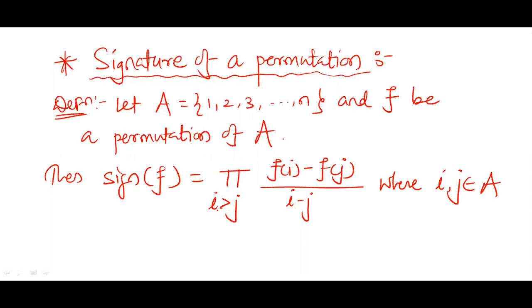You can see that here we have to take i greater than j, meaning if j is equal to 1, we have to take i as 2, 3, 4 up to n. If we take j is equal to 2, we have to take i as 3, 4, 5 and so on up to n. And we can take value of j up to n minus 1. Let's see some examples.